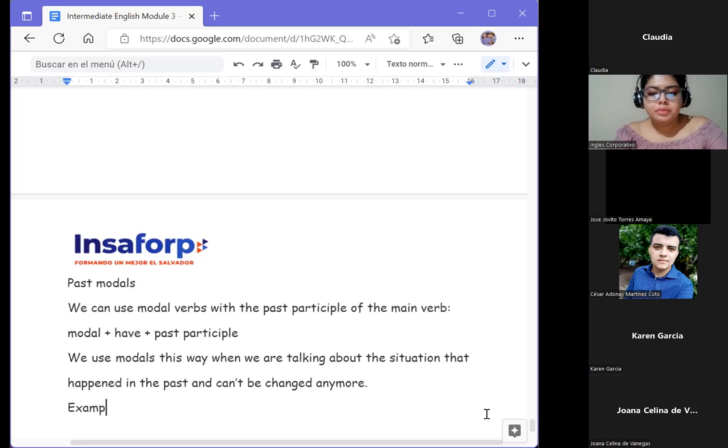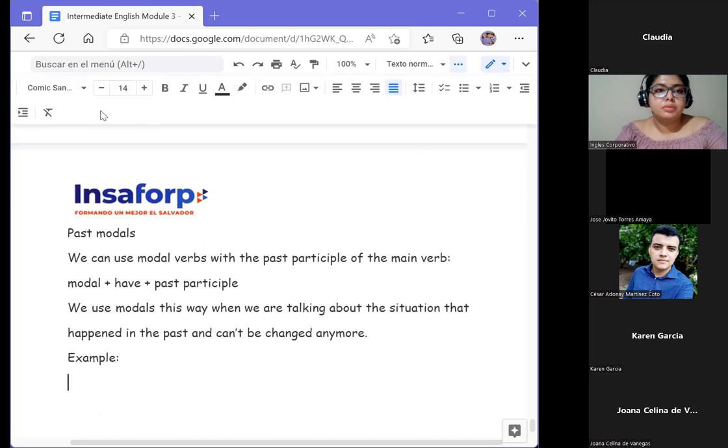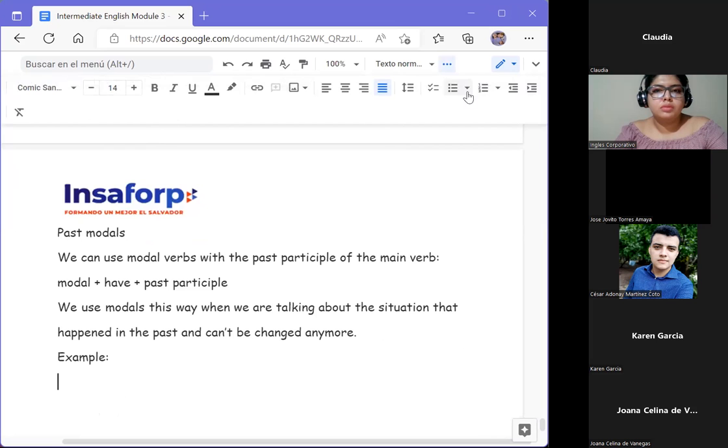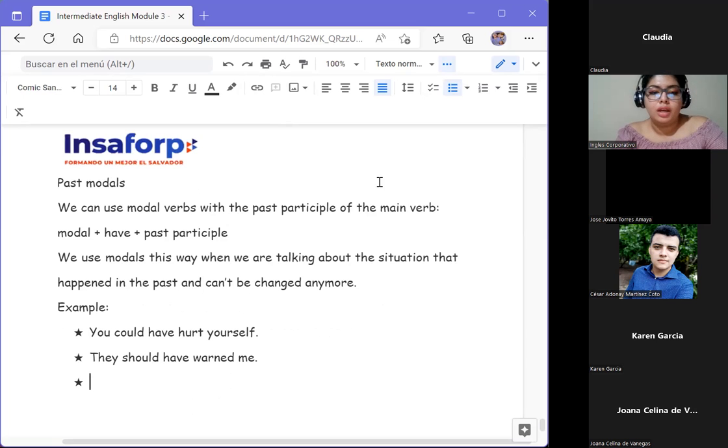And we have an example. Well, we have three examples. Let me take this one. And it says, you could have hurt yourself. They should have warned me. And the last one, he must have got lost.